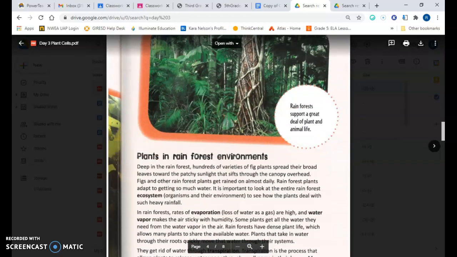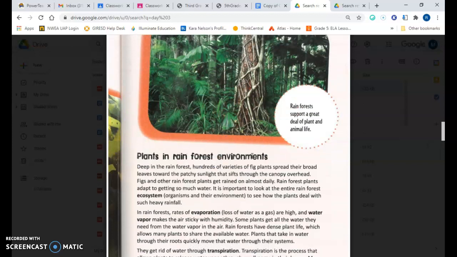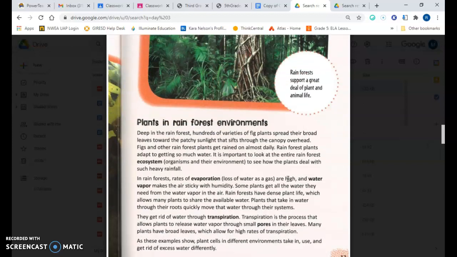Let's learn a little bit about rainforest. So plants in rainforest environments. Deep in the rainforest, hundreds of varieties of fig plants spread their broad leaves toward the patchy sunlight that sifts through the canopy overhead. Figs and other rainforest plants get rained on almost daily. Rainforest plants adapt to getting so much water.